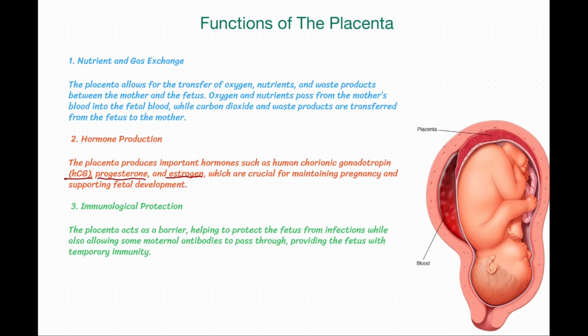The placenta provides a sort of passive immunity to the fetus. It allows the transfer of maternal antibodies, immunoglobulin, specifically IgG, to the fetus, providing some temporary protection against infections. It also acts as a barrier, right? It prevents certain large molecules and infectious agents from crossing. However, there are some harmful substances that can still pass through.